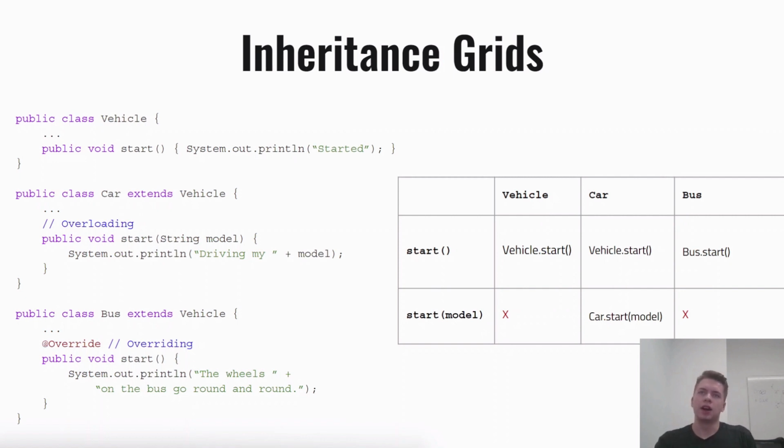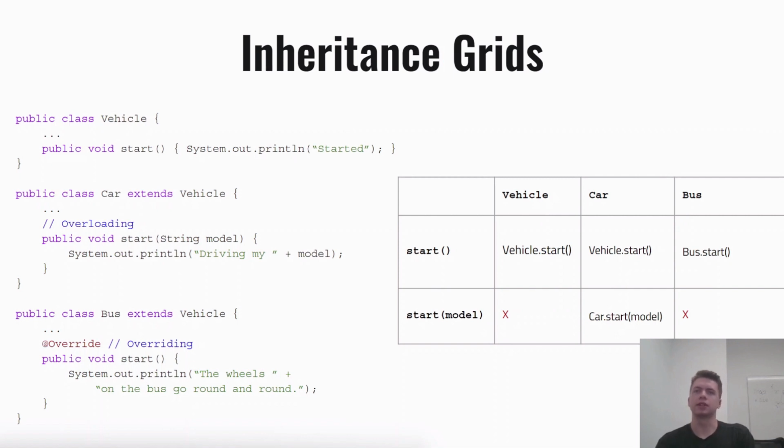Vehicle, car, and bus all have a start method implementation without parameters. Vehicle, it has one it defines. Car, we do not touch the start method without parameters. We add, or overload, start by adding a second start method that takes in one parameter. But for the start method without a parameter, we use vehicle's definition. However, bus does override the start method in vehicle by giving a new implementation to start without parameters. So vehicle and car will both use vehicle's start method, while bus will use its own definition.